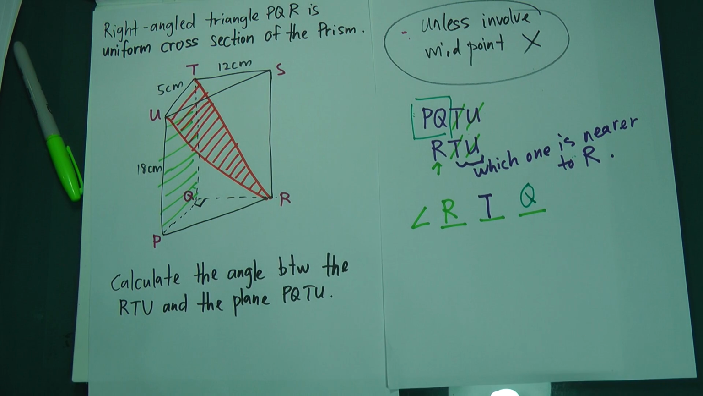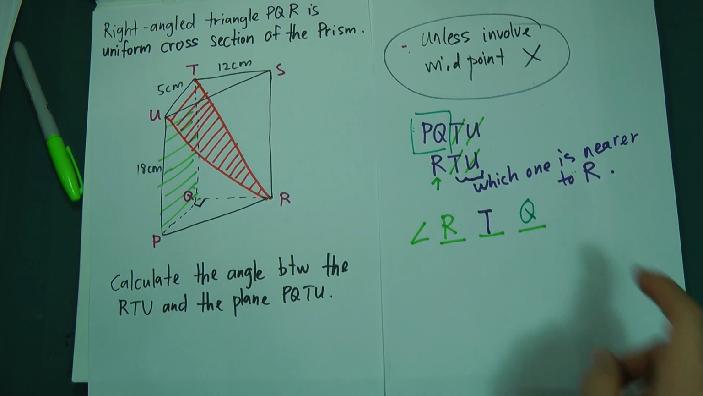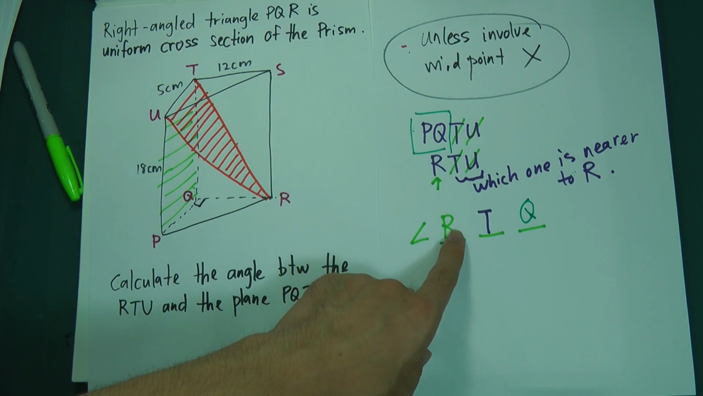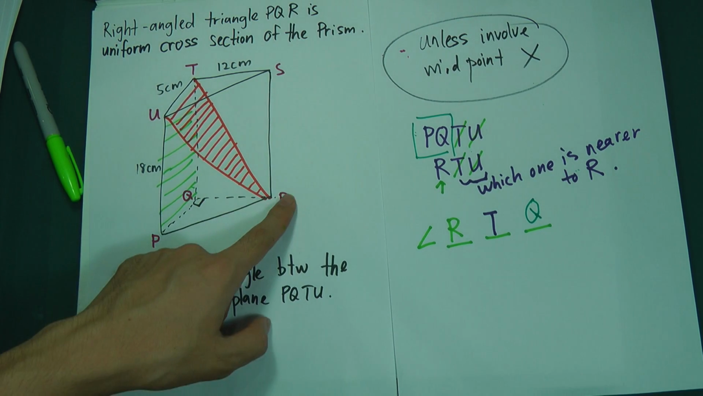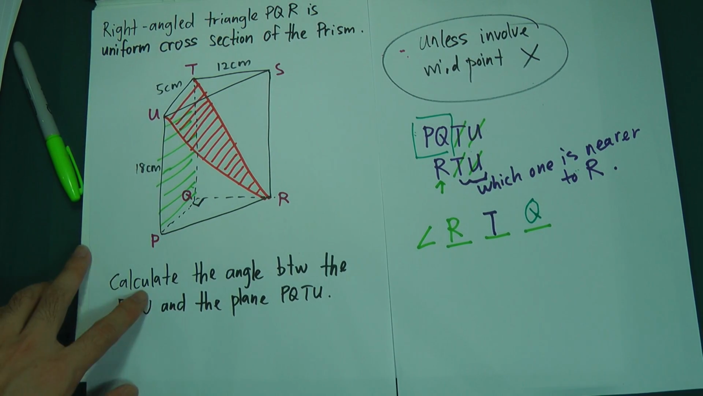Okay, for this method, you can open your books, your exercise book or your reference book. You can try most of the examples. You can use this method, unless it involves a midpoint, then you cannot use this method. So where is the angle on between? Where are R, T, and Q? If you can understand from this method, then it will be very good.